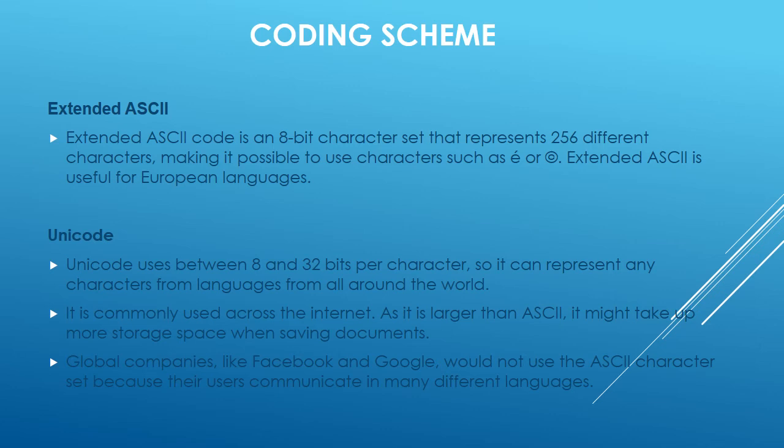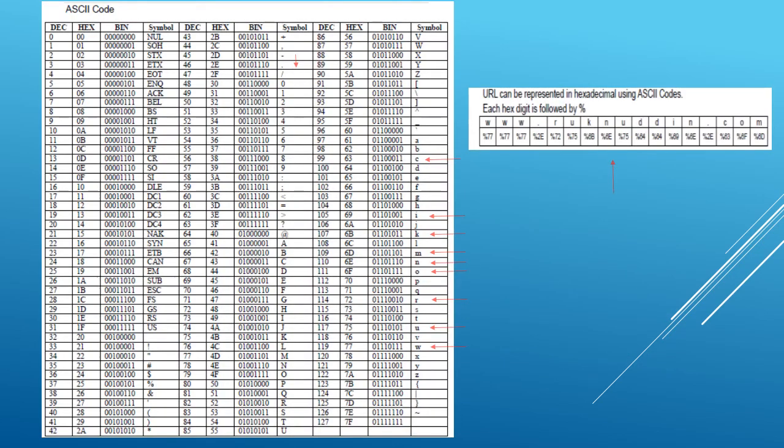Then comes Unicode. Unicode uses between 8 and 32 bits per character, so it can represent characters from languages all around the world. It is commonly used across the internet. As it is larger than ASCII, it might take up more storage space when saving a document. Global companies like Facebook and Google would not use the ASCII character set because their users communicate in many different languages. I will end this lesson by giving a look at the ASCII table.